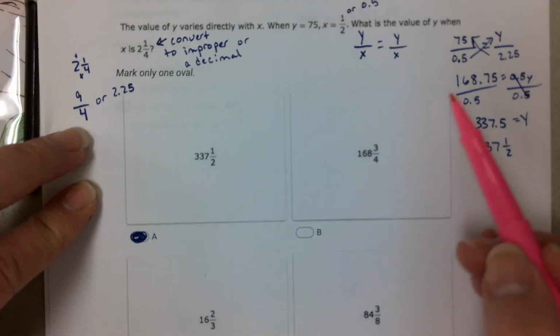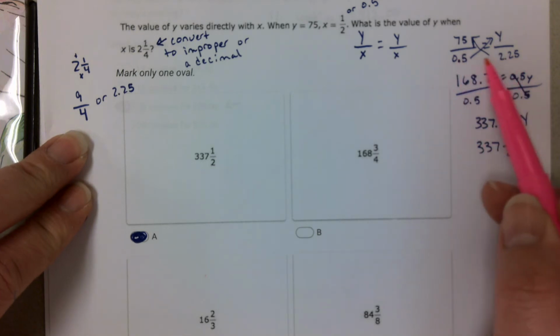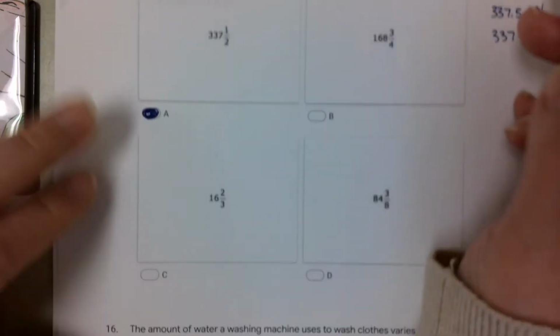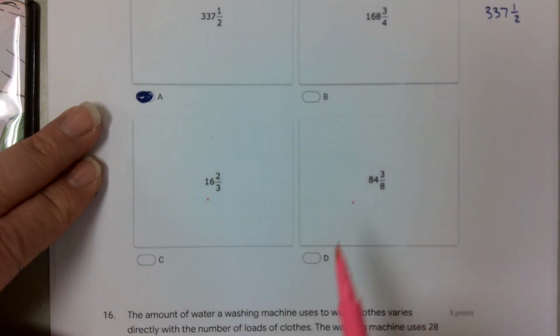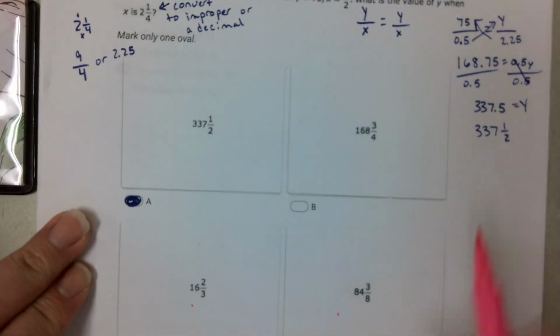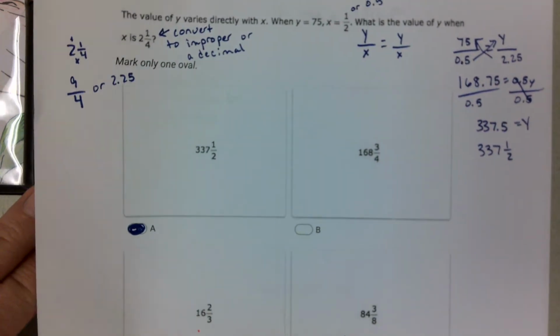Another way to look at this is 0.5. That's quite a bit larger, this 2.25, than 0.5. So I'm looking for something that's going to be multiplying 75 multiple times, which shows me that C and D could never be correct. So if you can eliminate two options just out of looking to see if it's reasonable, that gives you a better chance of getting them right.